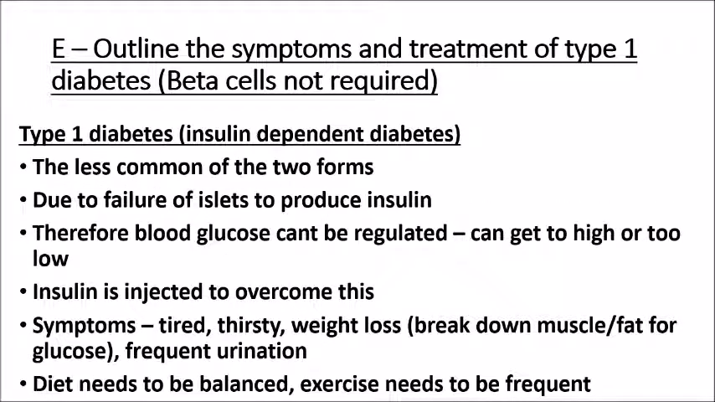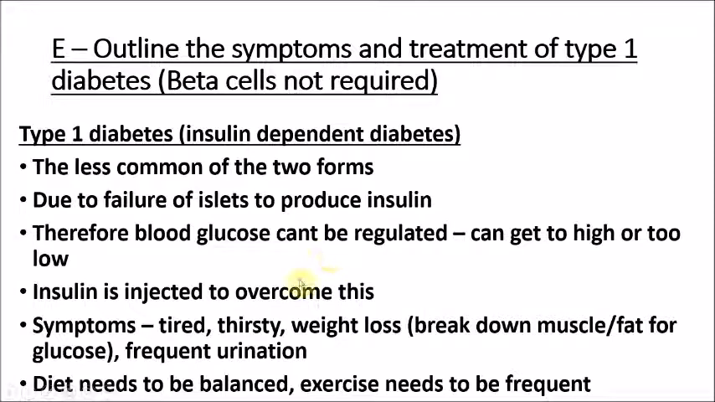In more detail now, type 1 diabetes is called insulin-dependent diabetes. Now, it's the less common of the two forms, and it's due to a failure of the islets to produce insulin. Therefore, blood glucose can't be regulated and can get too high or low. So basically, insulin is injected to overcome this. After a meal, you'll have high carbohydrate levels and high blood glucose concentration, so you'd inject insulin. You also have to monitor your diet to make sure that you're not eating too many carbohydrate-heavy meals, and also you need to exercise frequently to burn off excess carbohydrates that may build up.